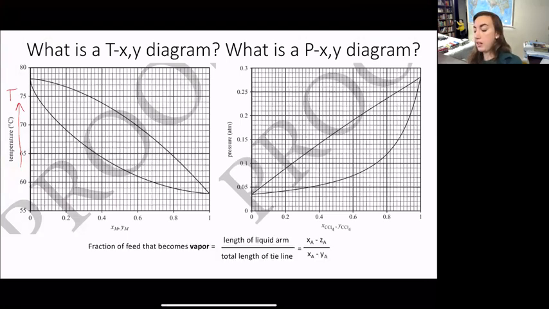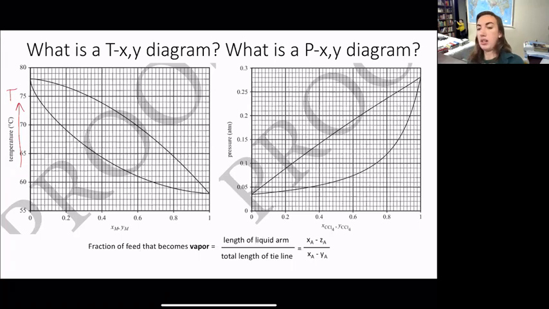Okay. So I hope that makes sense just as an overview of what TXY and PXY diagrams are and how we use them. And I've also put on the slide here the rule for the lever rule. So the fraction of the feed that becomes vapor is the length of the liquid arm, so that's the distance between XA, which is the liquid mole fraction, minus ZA, which is our feed mole fraction, and then that's divided by the total length of the tie line. Okay, so that's how we use TXY and PXY diagrams.